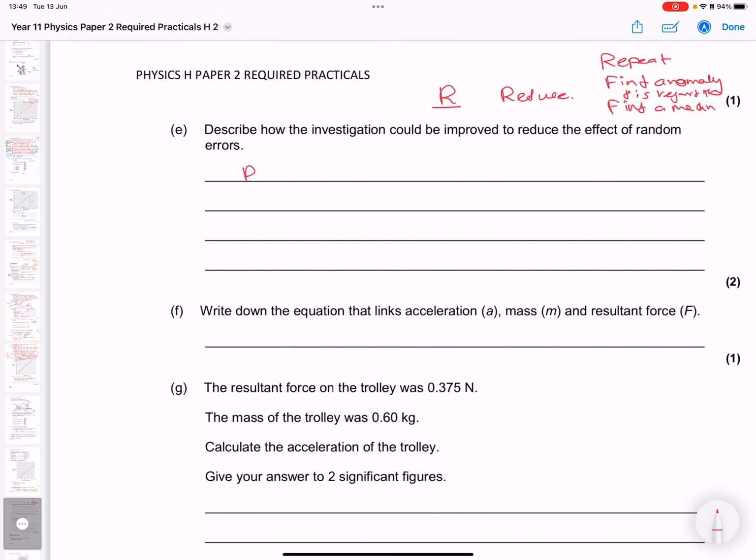So they can repeat the acceleration reading for each net force, maybe 3 times. Identify and discard the anomalous result, and find the mean.